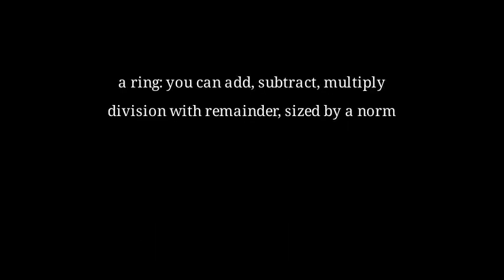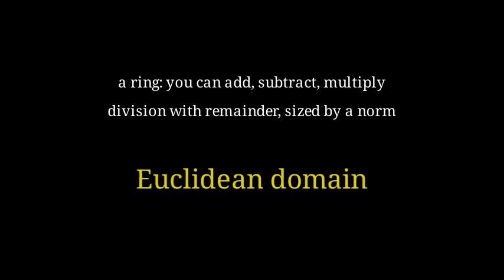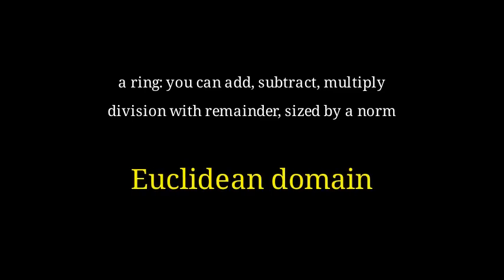Step back from the particular numbers and polynomials and ask what the algorithm really required. Just 2 things. First, a setting where you can add, subtract, and multiply, what algebraists call a ring. Second, a way to divide with a remainder that is always smaller than the thing you divided by, where smaller is measured by a size function called a norm. A ring that carries that kind of division has a name. It is a Euclidean domain.